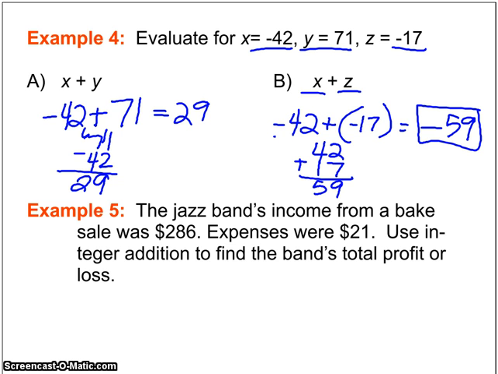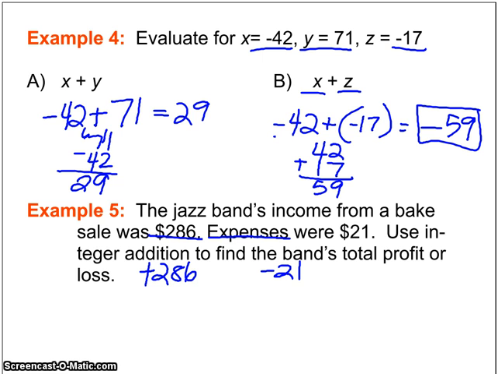Moving on down to example 5. The jazz band's income is a positive or a negative amount. Hopefully you're thinking a positive amount. The income from a bake sale was $286. The expenses are a deduction of money or a subtraction of money or adding a negative amount. So the deductions are a negative 21 amount. The expenses were $21.